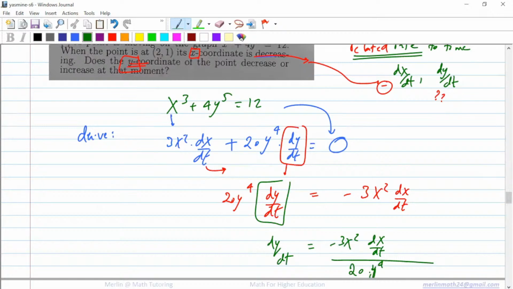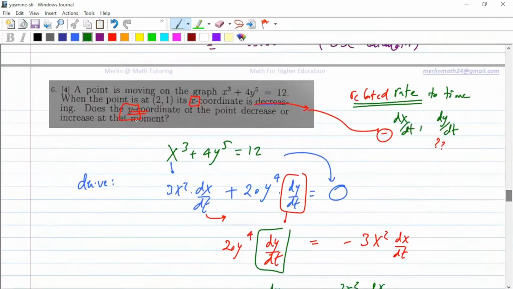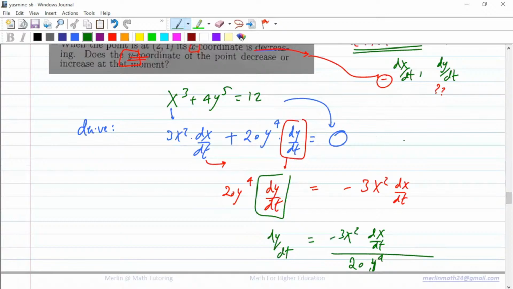Because we don't have numbers, that is happening. Well, when the point is at 2, 1, the numbers come in now. We have numbers right here at 2, 1. Because we have numbers, now you can use numbers at this step. So use 2, 1. You can use it at this step or before. For me, I was doing it in letters. I can even work it out in letters. You know why? Because this is a square, always positive.